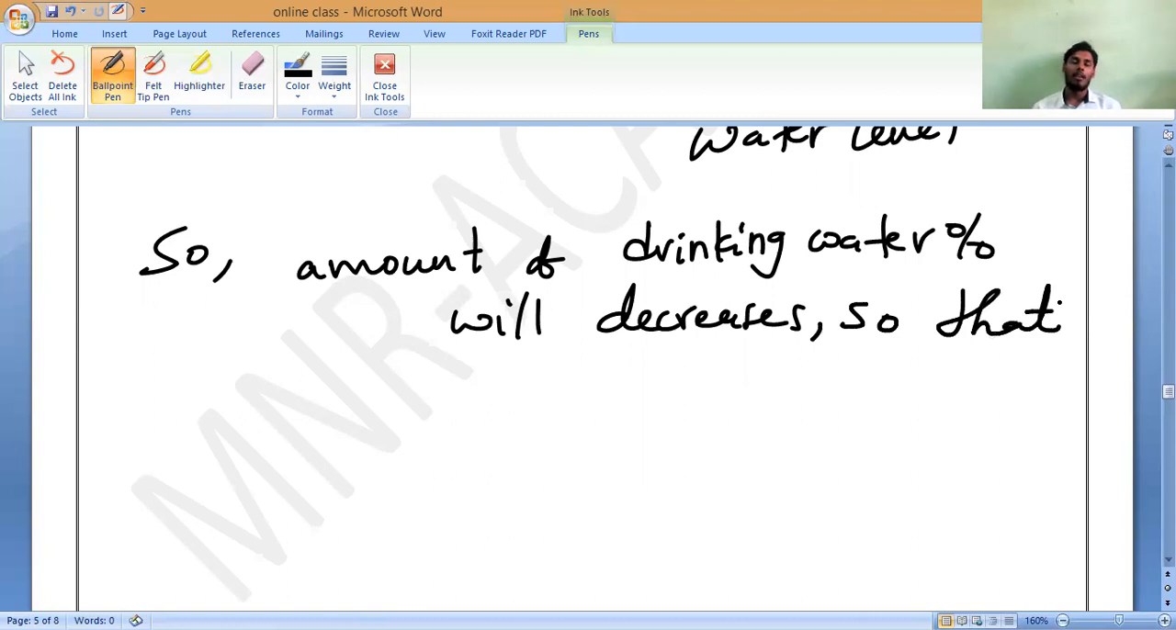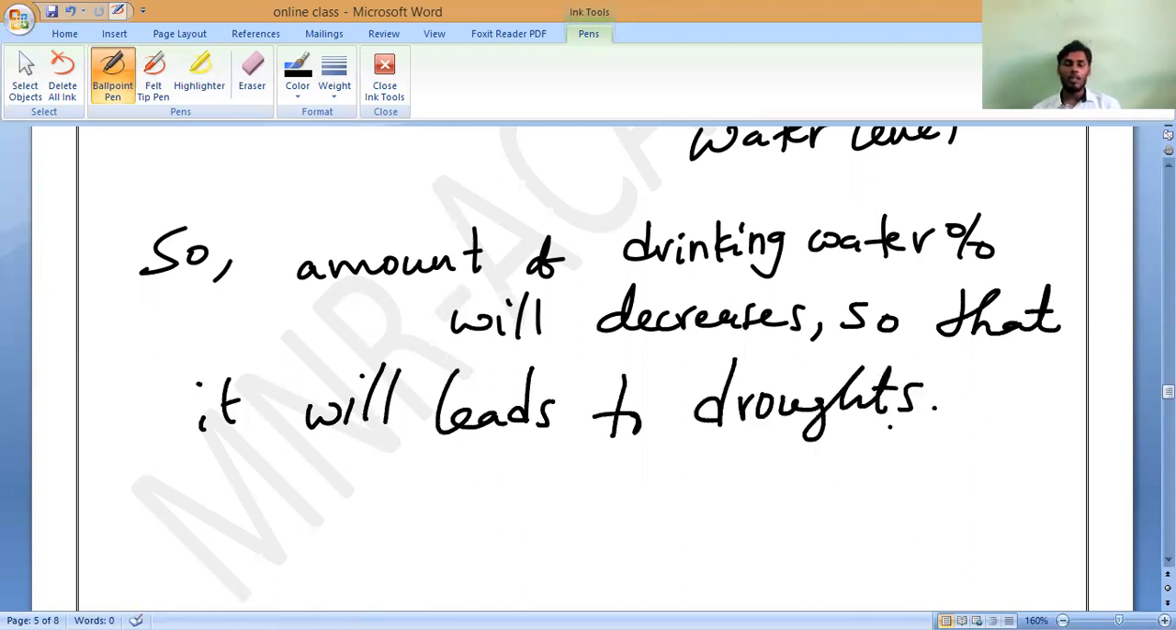Do you know our area, Andhra? Our area always has drought. Even 500,000 feet we are digging. Will you believe it? So that it will lead to drought.